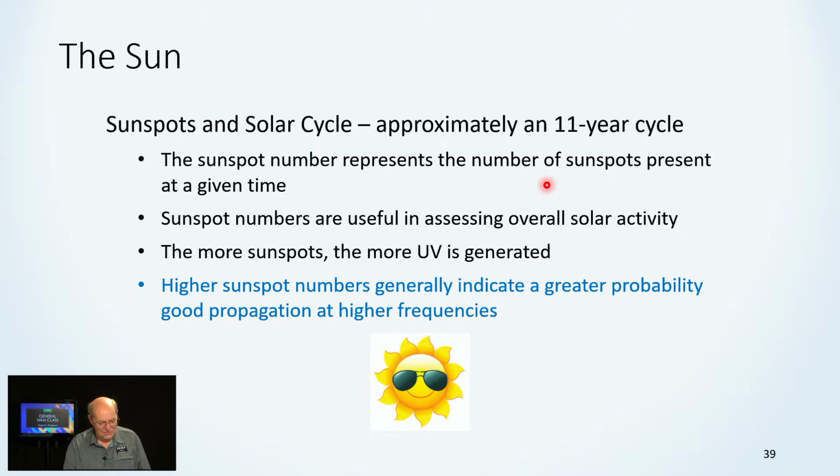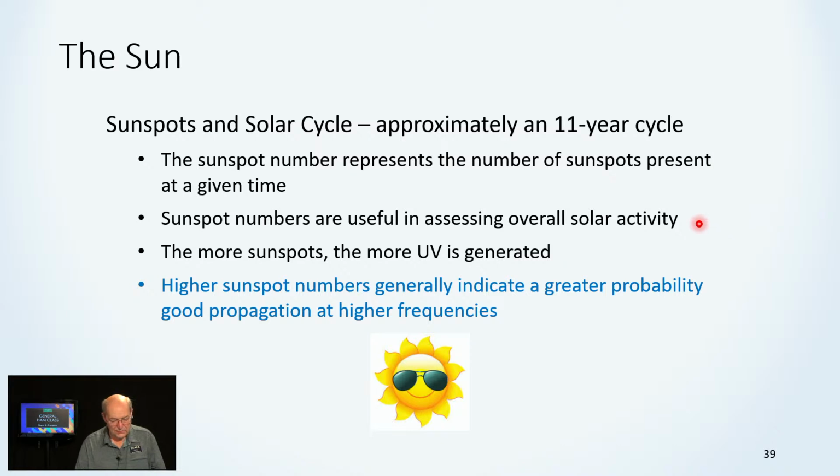Now the sunspot number, this is actually the universities and scientists point telescopes at the sun. Don't dare do this with the naked eye, and count the dark spots on the sun. Those are spots where increased radiation is coming through. They're not really darker, they just appear that way because of what's surrounding them. So the sunspot number represents the number of sunspots present at a given time, and that would be facing the Earth. Sunspot numbers are useful in assessing overall solar activity.